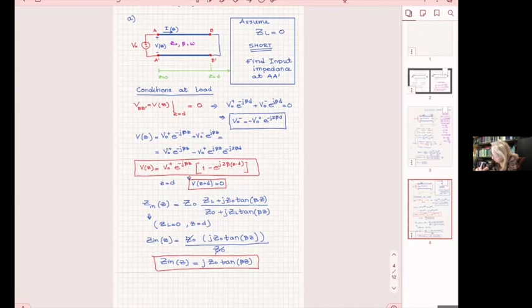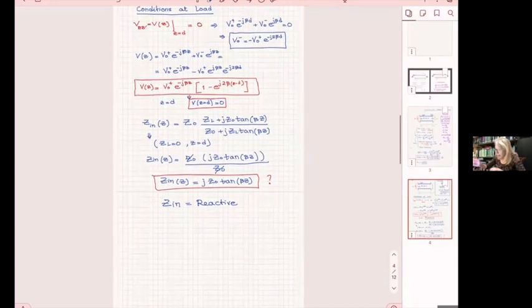What do you observe from here? What is this missing? Or what is characteristic about this number, this expression? It only has the imaginary part. Yes, yes. So what we see here is that Z input is reactive everywhere. What reactive means exactly is that it has only the imaginary part. It can be either positive or negative depending on the tangent.